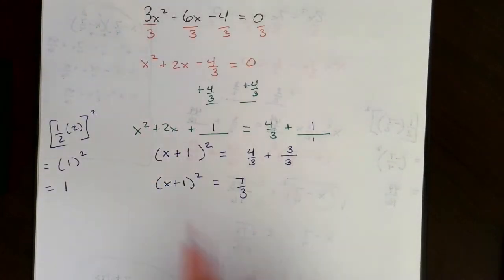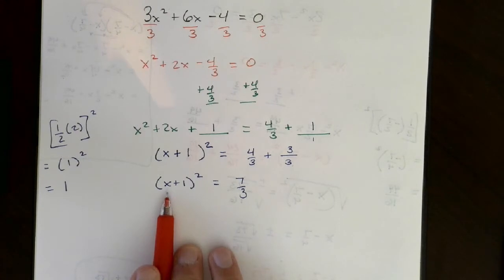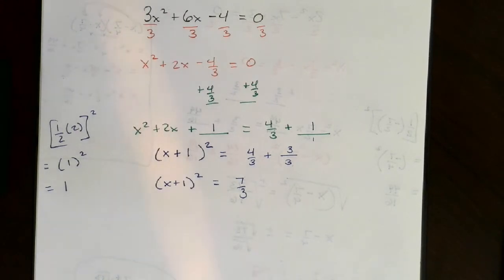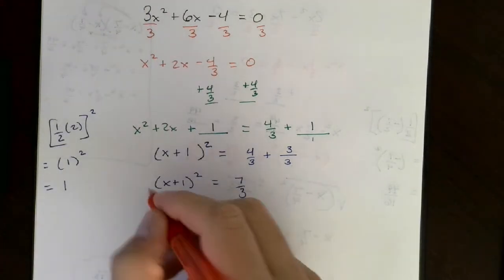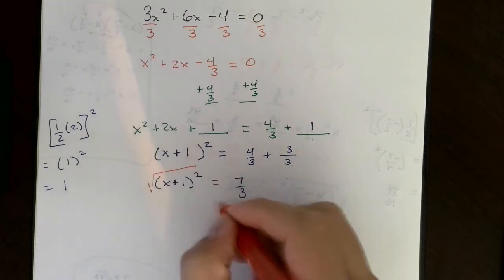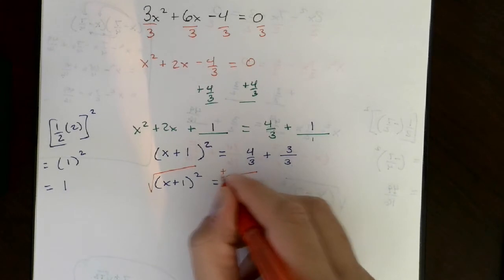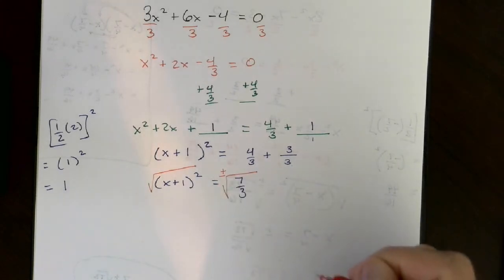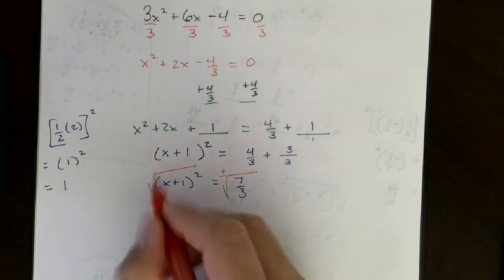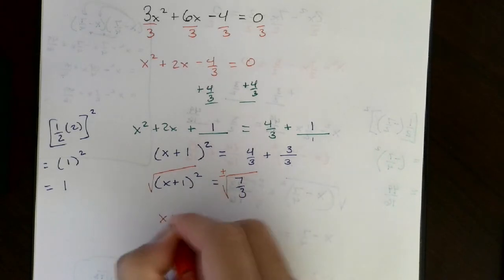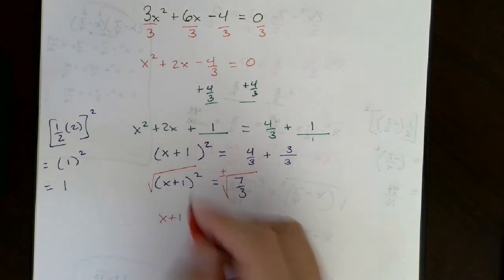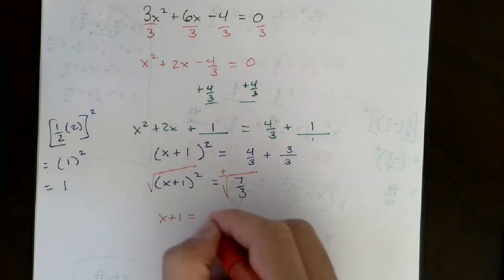Now remember, you're not done here. The idea was that we force a perfect square on the left side so we can solve by square root property. So now I'm going to take the square root of each side to get to the inside of this factor. When you write the square root, you write plus or minus in front. So the square root of (x + 1)² is just x + 1. Right? That's why we did it. That's what the square root property tells us. It's equal to plus or minus.